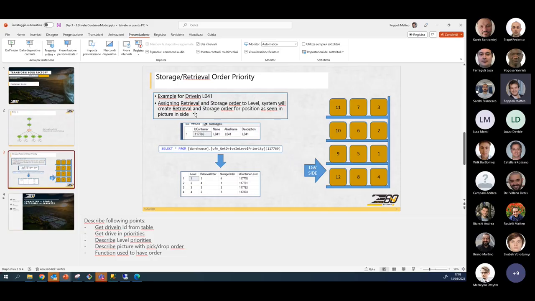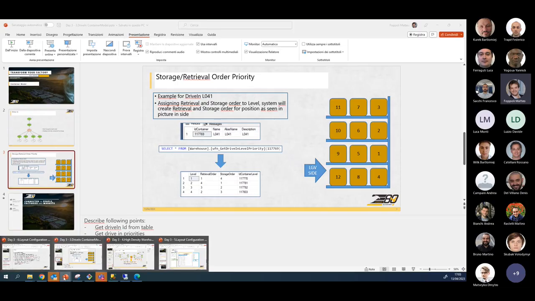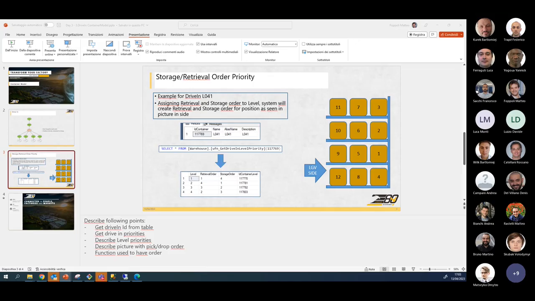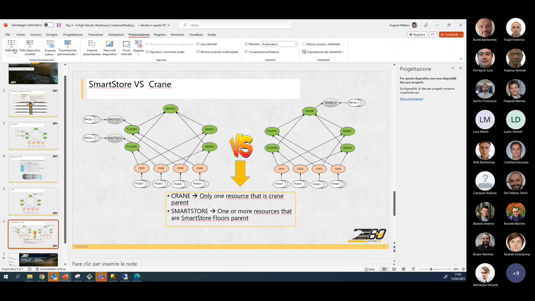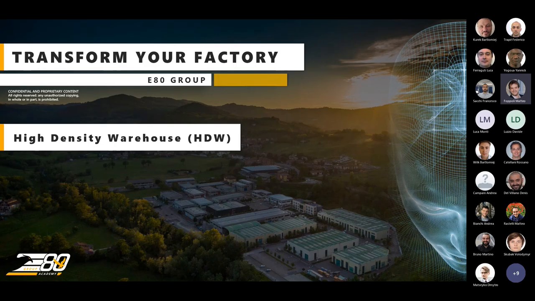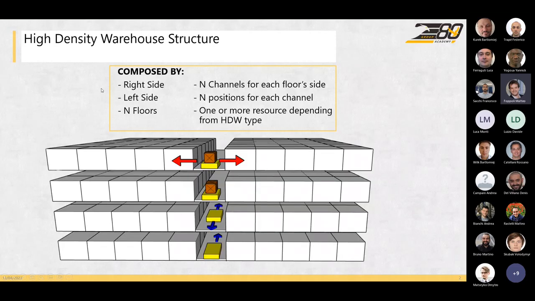If there are no questions, we can proceed with the other part of the presentation, that is the high-density warehouse entity. As you know, we have two high-density warehouse entities, and this is more or less the structure that we have already seen today, shown by Tommaso.